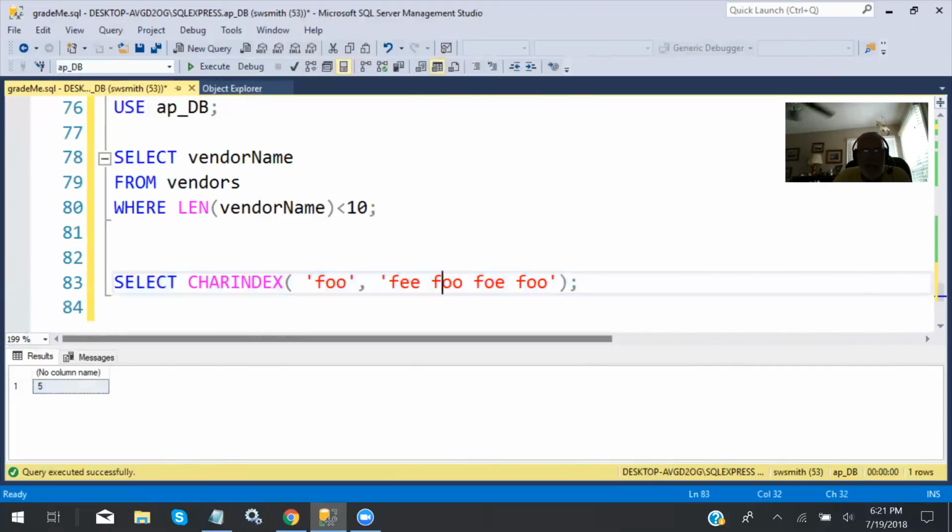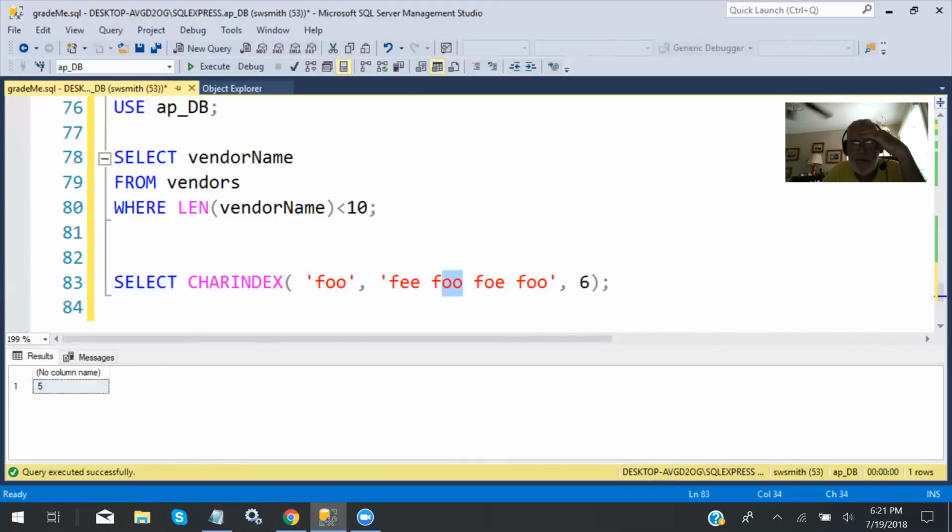Now I'm going to tell it instead of starting at the first, I'm going to tell it to start searching at position 6. And now it will start searching here. It will not find the first one, the 5. That's 6, 7, 8, 9, 10, 11, 12, 13. I'm expecting to see a 14 now, because now it will start searching at position 6. Let's see if I see a 14. I see a 13.